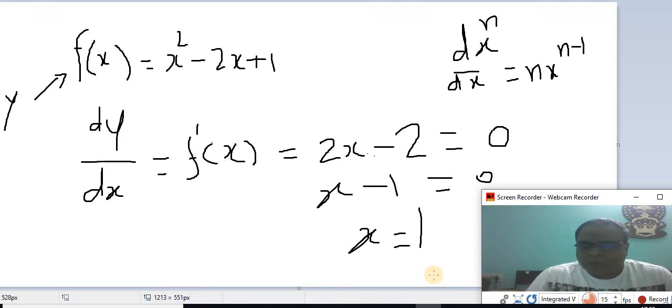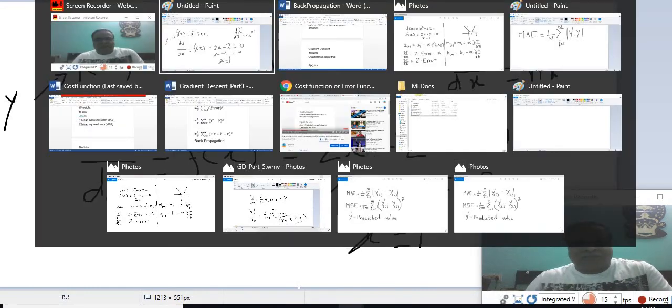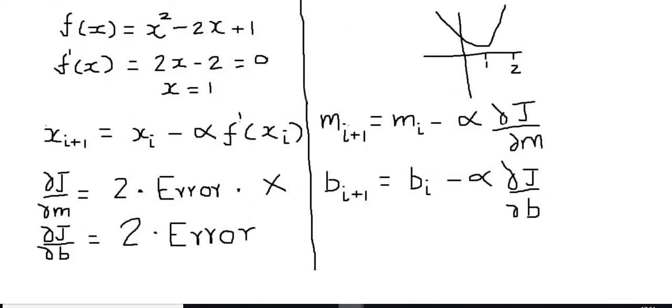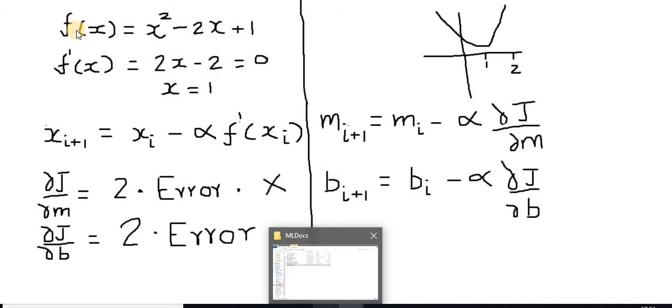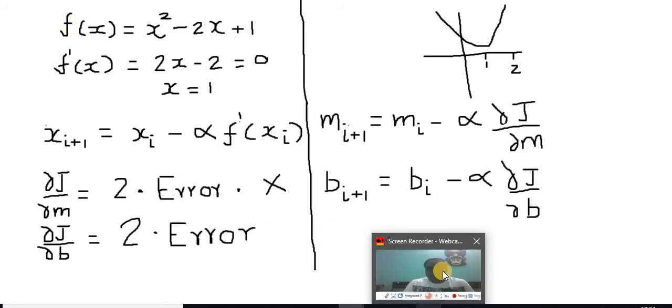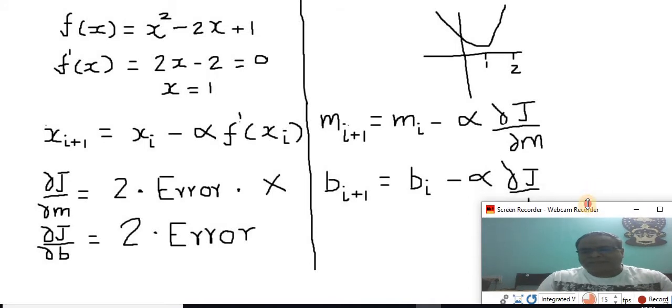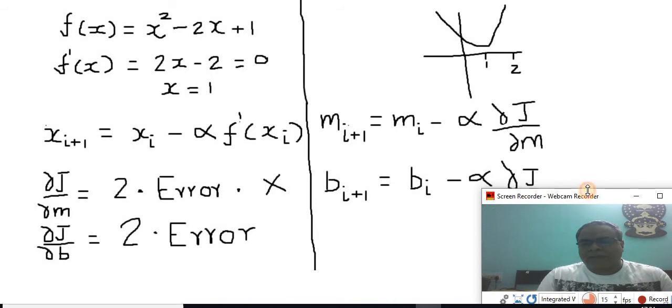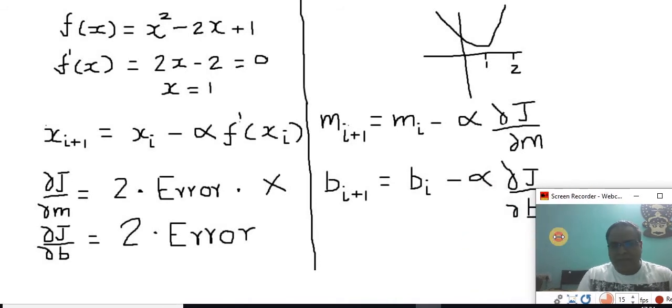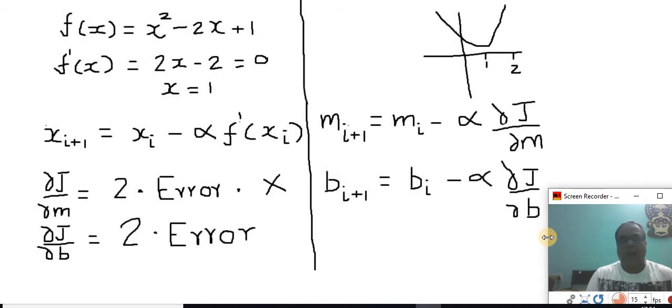So let me talk about the most important algorithm we use in machine learning, artificial neural networks: the gradient descent algorithm. In gradient descent, again I have given the function here: f(x) is equal to x square minus 2x plus 1. If you see this function, you can calculate the f dash x here, and you can find out the minimum of the function.